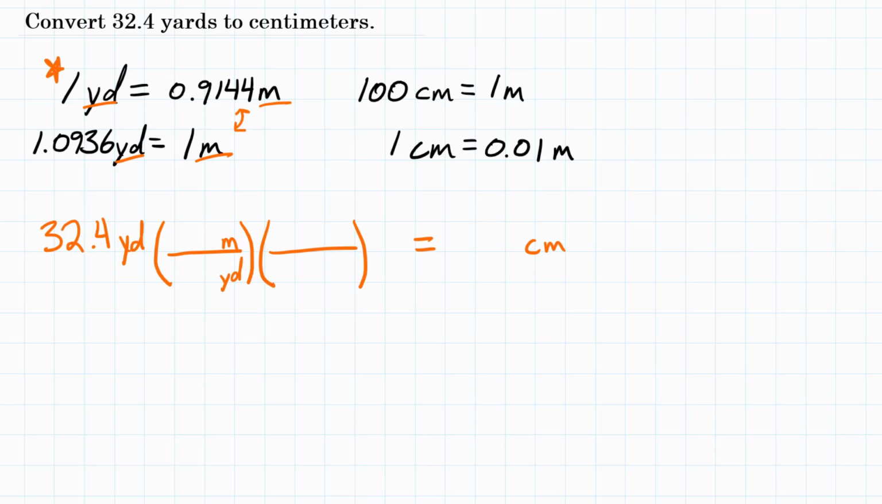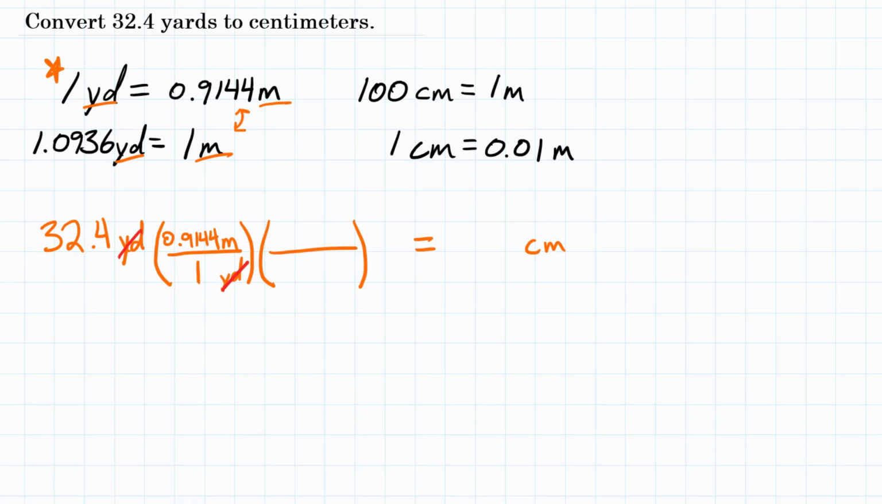1 yard is 0.9144 meters. So my 1 is going to go on the bottom of my conversion factor with yard, and 0.9144 will go on top with meters. So after this first conversion, yards will cancel out, and I will be at meters.